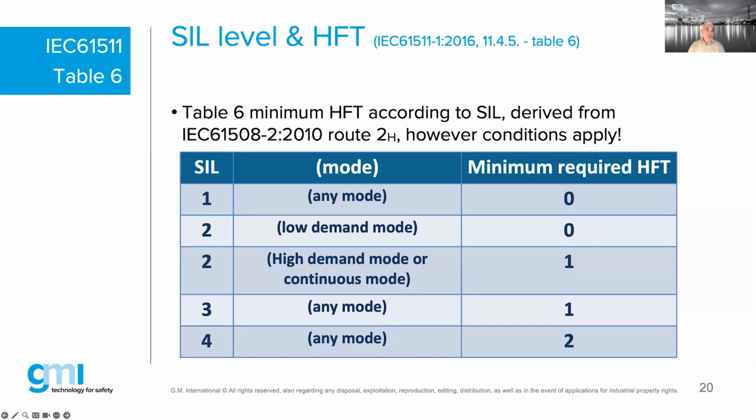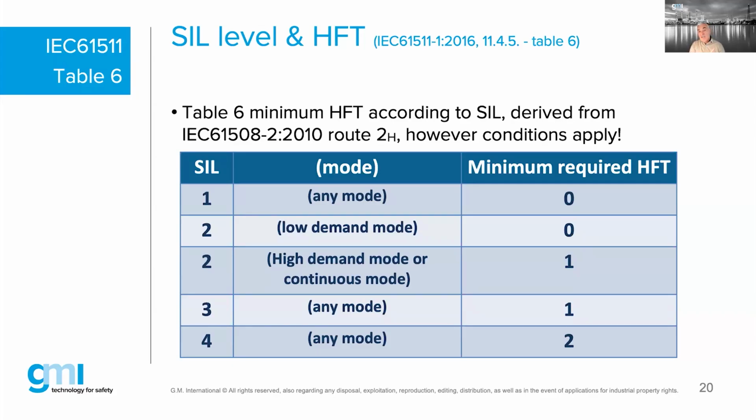But for a SIL 2, which is the high demand mode or the continuous mode, you need an HFT of 1. So here, minimum, you need to have a redundancy because you need to be able to tolerate one danger failure in your instrument loop. For a SIL3, no matter what mode you are after, it's always redundant. So SIL3 can never be achieved with a single device.